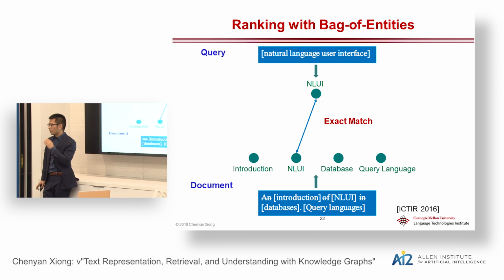For example, it gives us much better chunking. We know that the whole query is actually one entity. You should match it as a whole because it is a minimal, meaningful concept. You shouldn't match something like natural language or user interface separately, but you should match the whole phrase together. And also, it automatically throws away the stop words, like of and in. They are all thrown away. And also, you have some automatic synonym resolution from your entity linker. You know that NLUI and natural language user interface are the same entity. So you don't have to do synonym resolution or query expansion individually, but with entity linking, you can already match them.